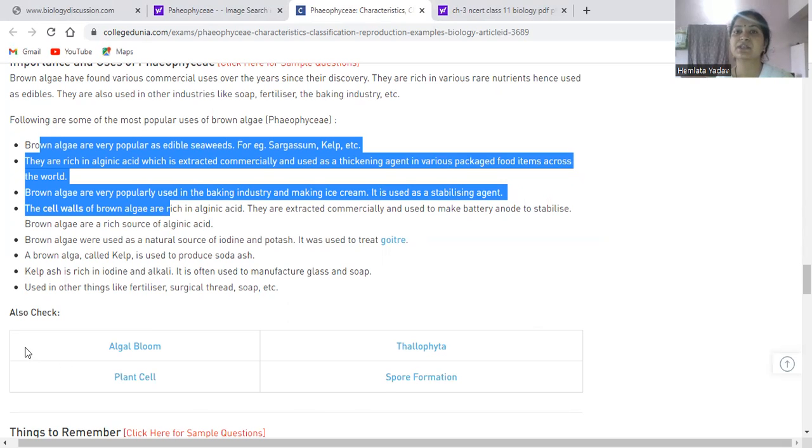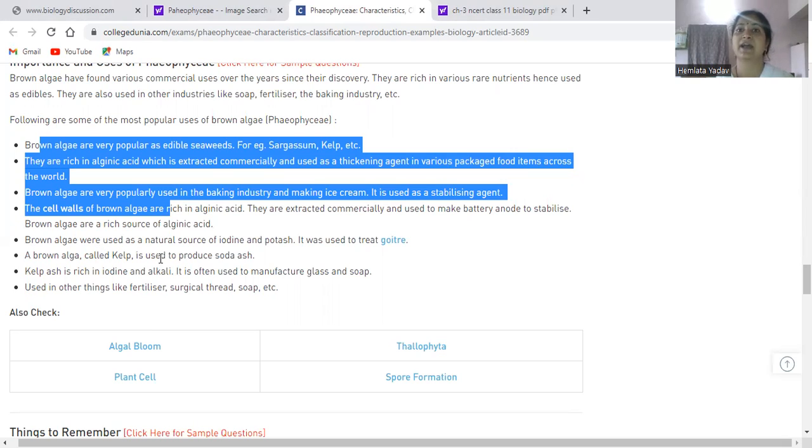They produce some substances like agar in their cell walls. Agar and gelatin-like substances in the cell walls are inert in nature and have hydrocolloidal properties. That means they can absorb water inside them. So they are used for making jams and jellies. Brown algae were also used as a natural source of iodine and potash.